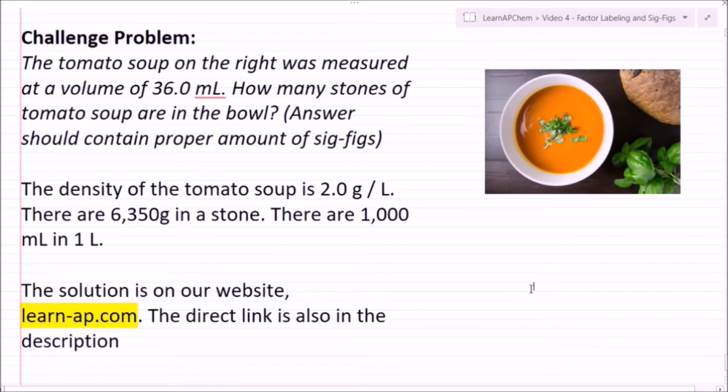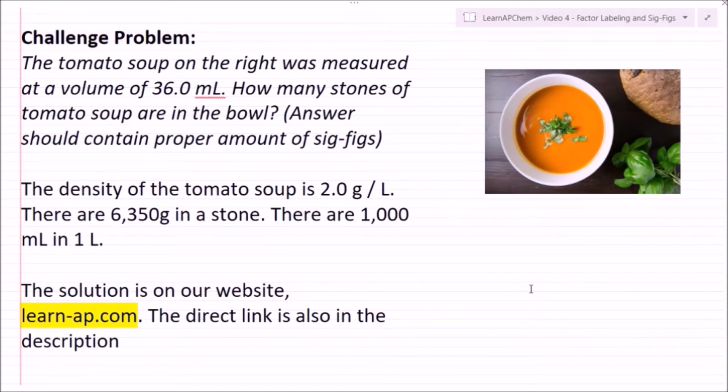Alright, so that brings me to today's challenge problem. Now before I talk about that, maybe the tomato soup on the right's making you a little hungry. So if you so want, pause your video, get something from the fridge, unpause when you got something. I'll wait. You got something? Okay, great.